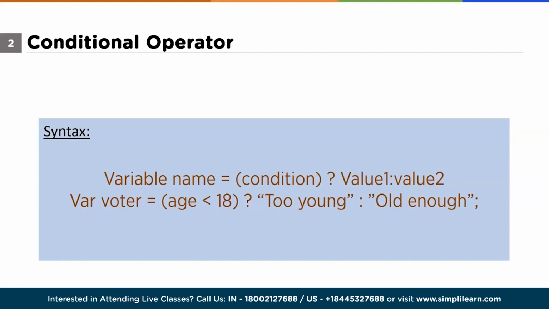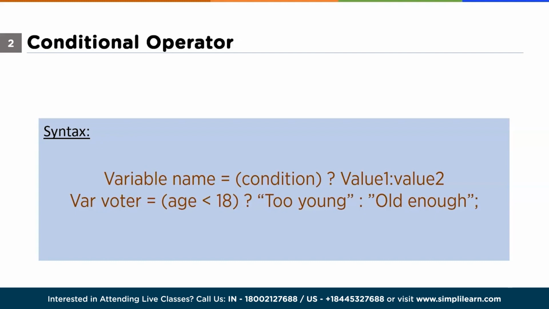You can see we have a variable voter. Next up we have a condition: if age is less than 18. So it will check whether the value of age is actually less than 18. Let's suppose the value of age is 15. So it will check if 15 is less than 18, it's true. Then it will print too young. Or if the value of age is greater than 18, then it will print false, or you can say it will print old enough here.